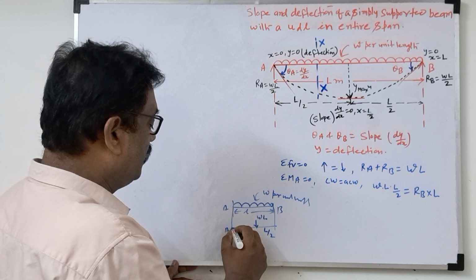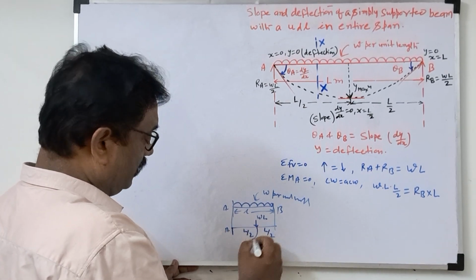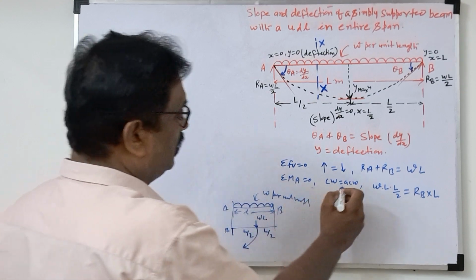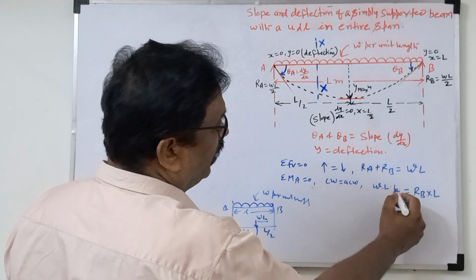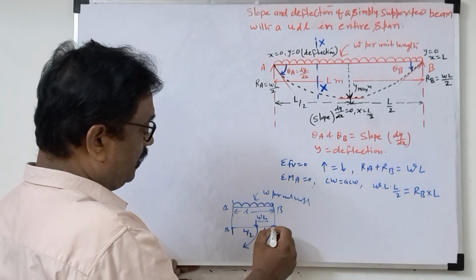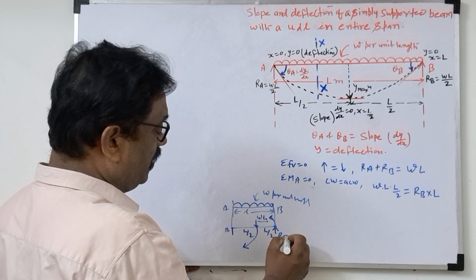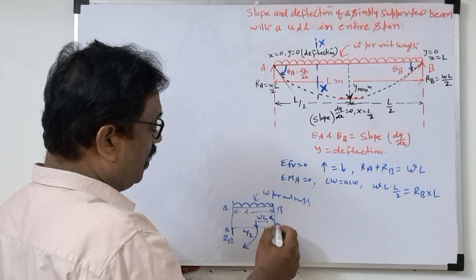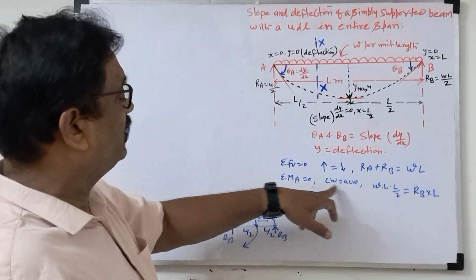Now we take moment about A. The UDL moment will be clockwise: W L into L by 2. Then RB will rotate anticlockwise, so RB into L. So this way we can find the moment.